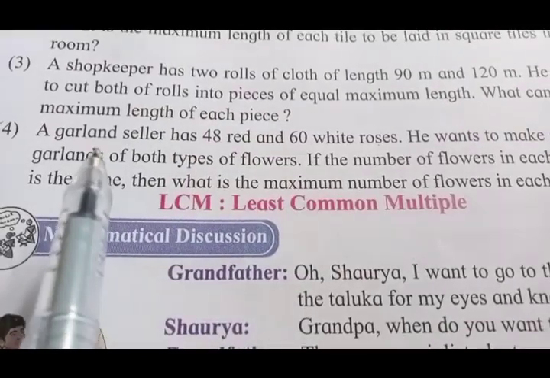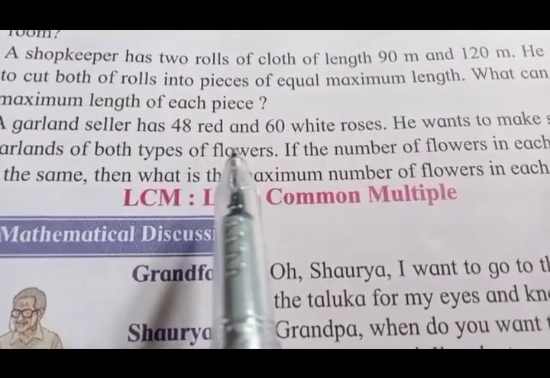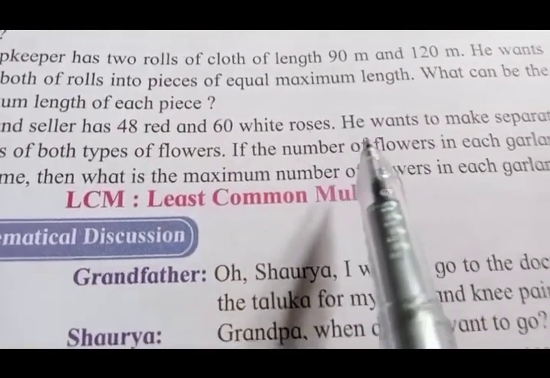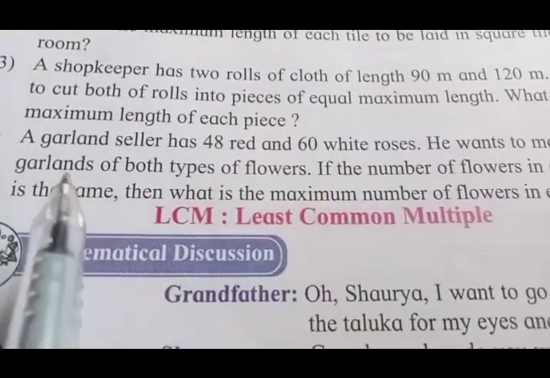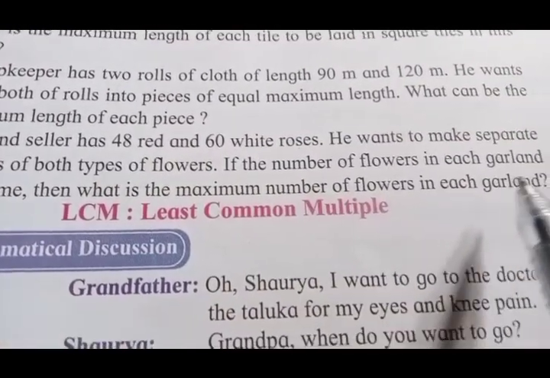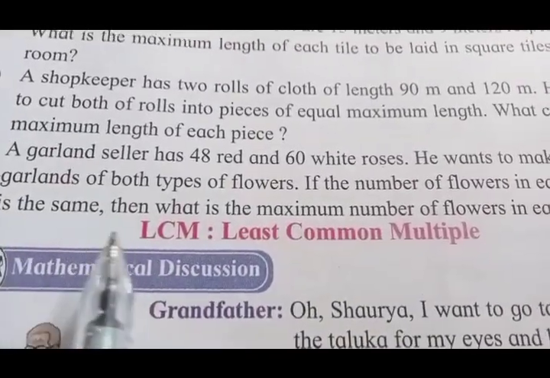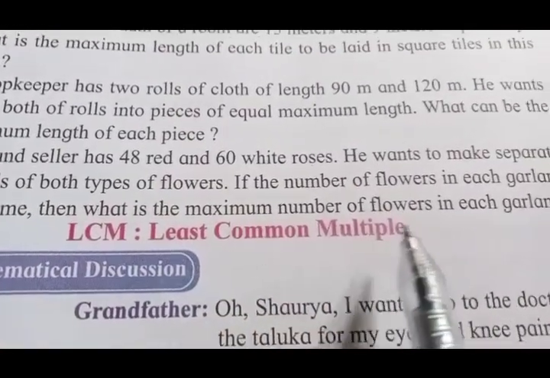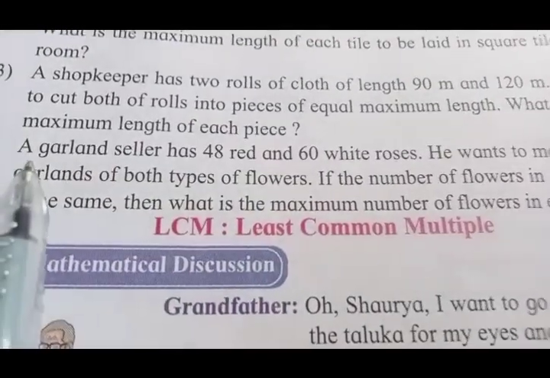Question 4. A garland seller has 48 red and 60 white roses. He wants to make separate garlands of both types of flowers. If the number of flowers in each garland is the same, then what is the maximum number of flowers in each garland?